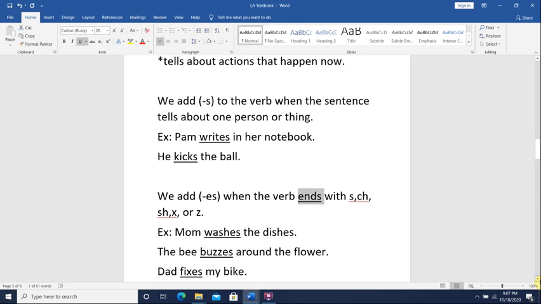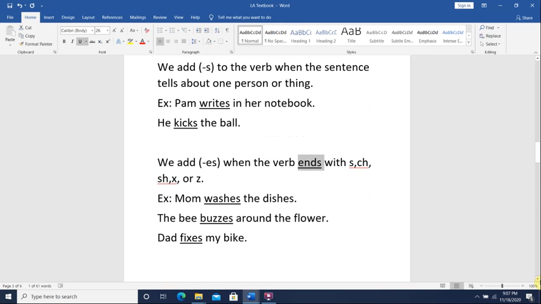Again, to show that the sentence is in the present tense, and the subject is about one person or thing, we add an S, unless the verb ends with S, CH, SH, X, or Z. What do we do to the verb then? We add ES to the verb to show that it's in the present tense.